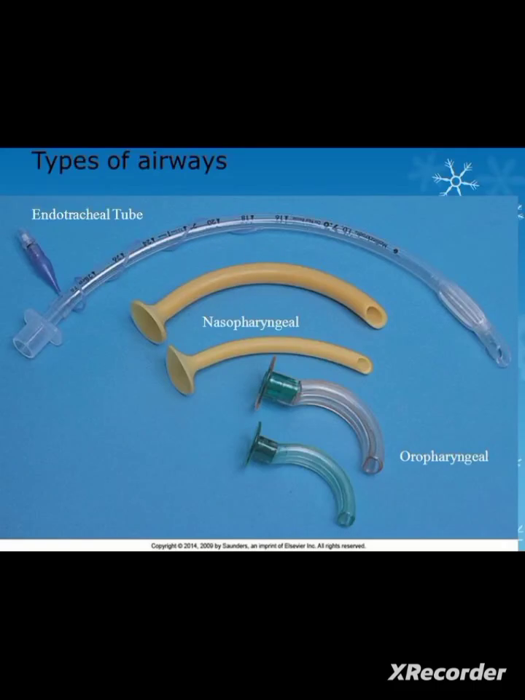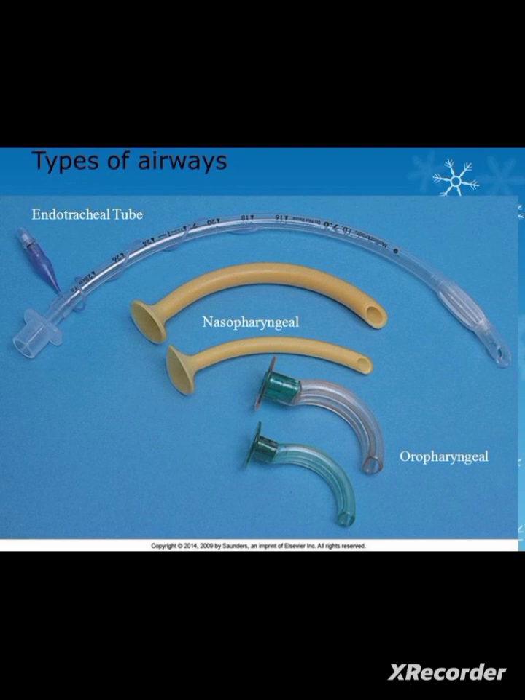Types of airways. First one, oropharyngeal airway. It's a rigid curved device placed in the mouth to prevent the tongue from occluding the airway. The main indications are an unconscious patient with airway obstruction, especially in case of a large tongue, excessive nasopharyngeal tissue, or copious secretions. There is a need of airway.